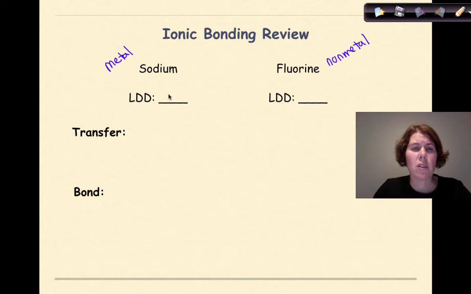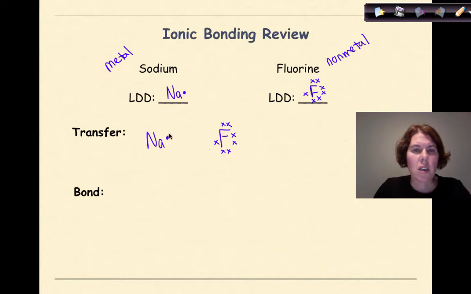For sodium, I know the symbol is Na and that it has one dot. For fluorine, I know the symbol is F and it has 7 dots: 1, 2, 3, 4, 5, 6, 7, in no particular order. The next thing I need to do is show the transfer, that the metal is going to be giving up the electrons and the nonmetal is going to be accepting the electrons. So I have sodium with its 1 valence electron and fluorine with its 7.